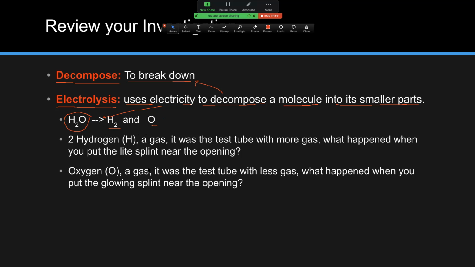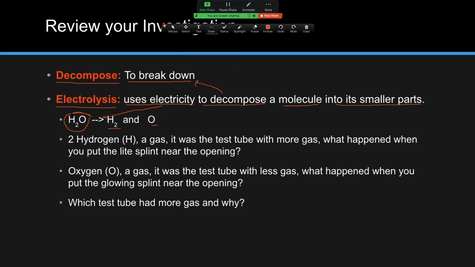This was oxygen gas. There was more hydrogen, you might have written that down. There was less oxygen, but when you put that flaming splint near the oxygen, it reignited that flame. So you can make that inference that oxygen is needed to keep a flame going. And one of the questions to think about is which test tube had more gas and why? This should have all been answered in your composition notebook already.